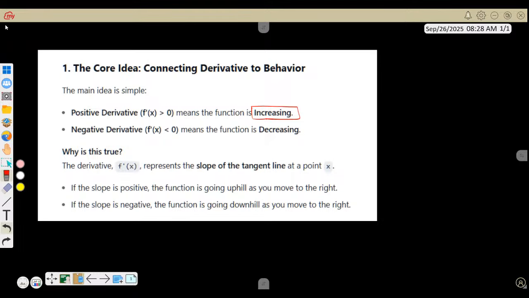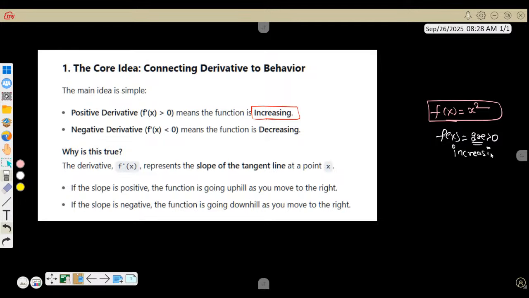Suppose you have any function. Let us suppose f of x is equal to x square. So what is the derivative of this? 2x. Can I say this is positive, greater than 0? Yeah. So this is an increasing function.